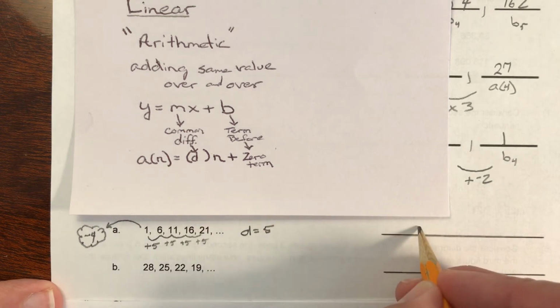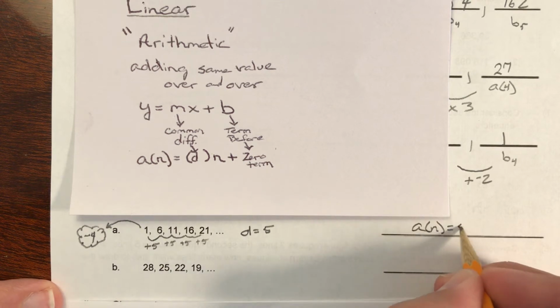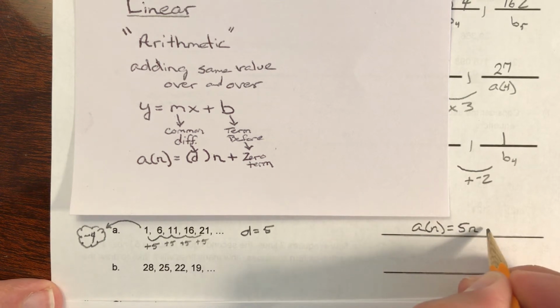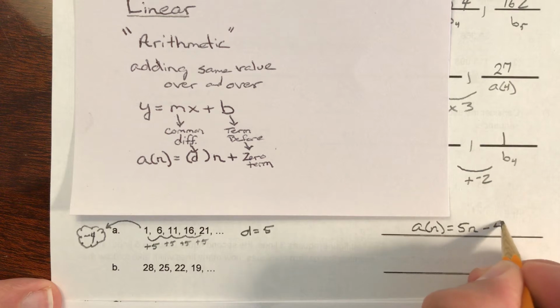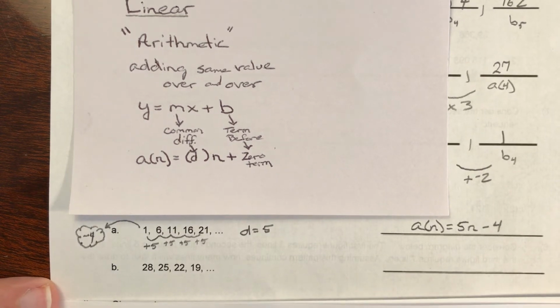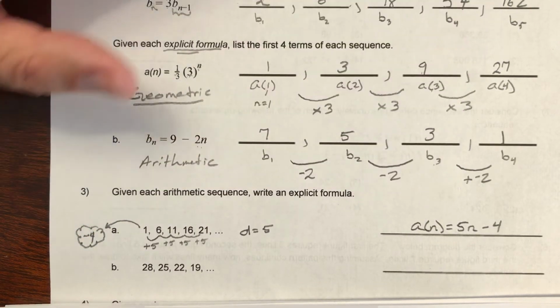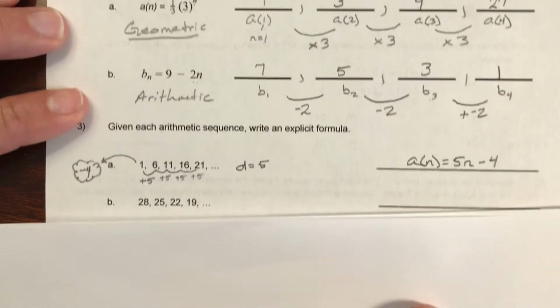You can write your equation. A of n equals 5n, and then you need the zero term, which is minus 4. So for an arithmetic sequence, adding or subtracting, that's all you need, and you have a sequence or an equation. All right, let me get this graphic out of the way and proceed here.